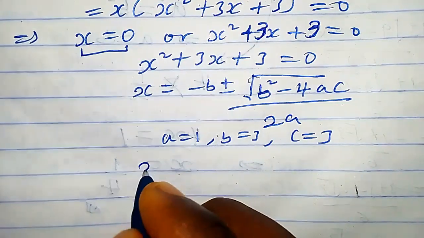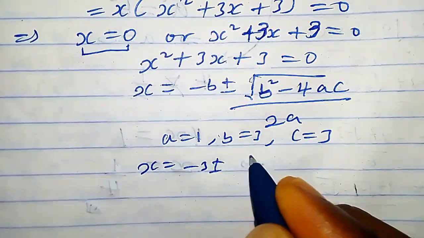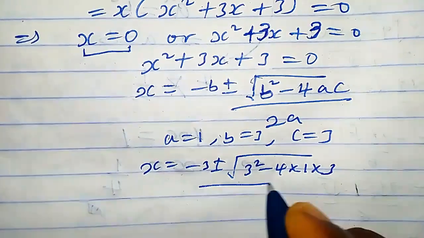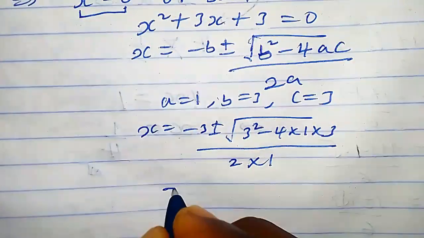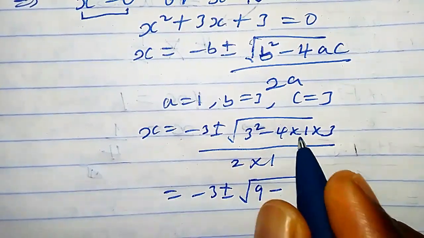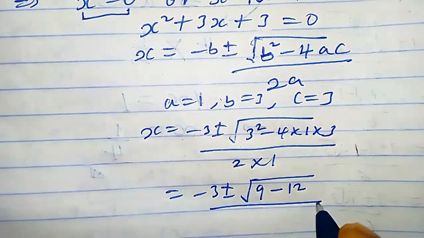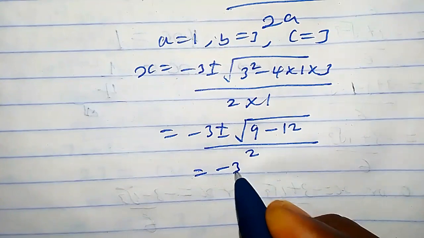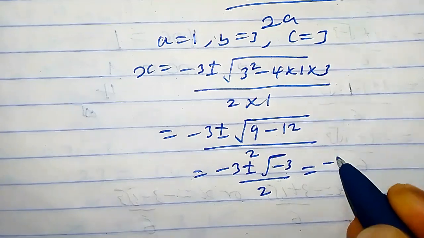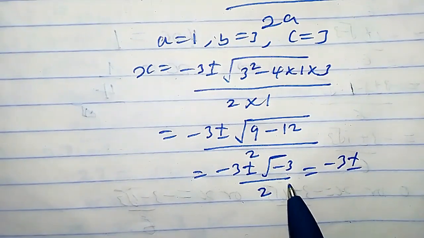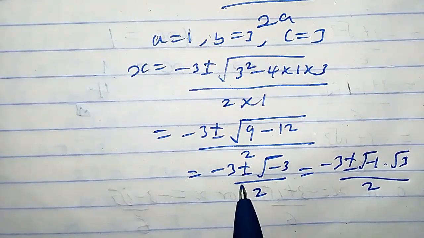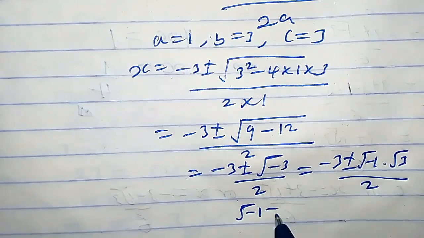So substituting these values here, we're going to have x equals minus 3 plus or minus square root of 3^2 minus 4 times 1 times 3, over 2 times 1. So this equals minus 3 plus or minus square root of 3^2, that is 9, minus 4 times 1 times 3, that is 12, over 2. So this equals minus 3 plus or minus square root of negative 3 over 2, which equals minus 3 plus or minus square root of negative 1 times square root of 3 over 2. But note that square root of minus 1 is equal to i.